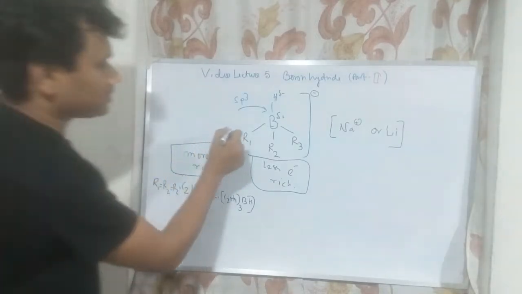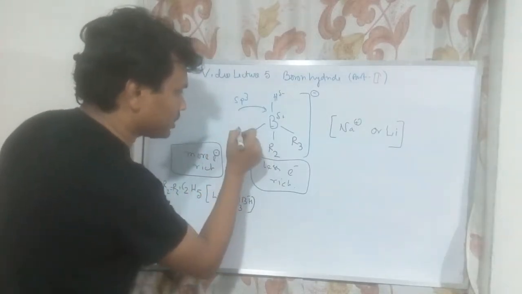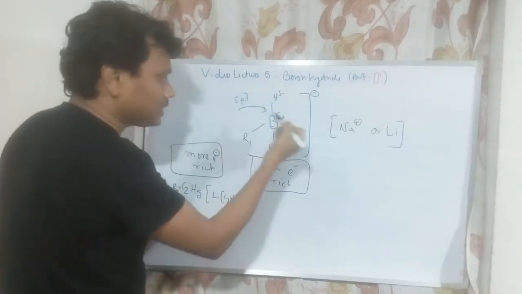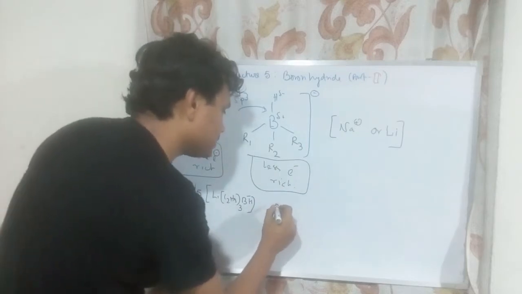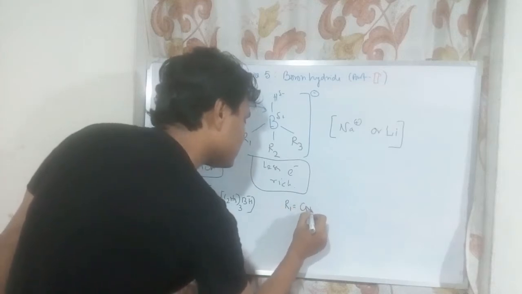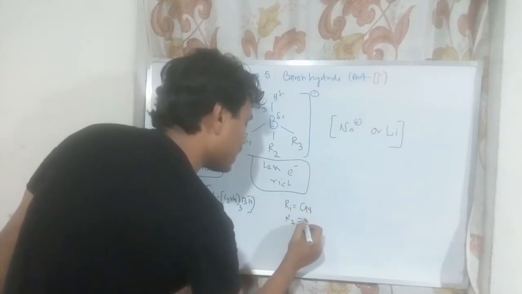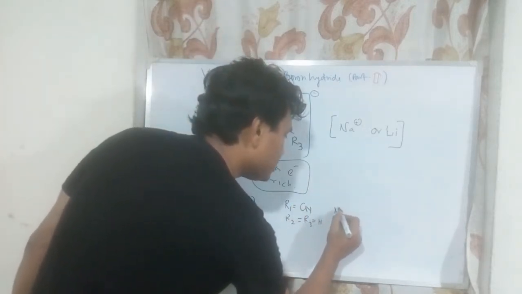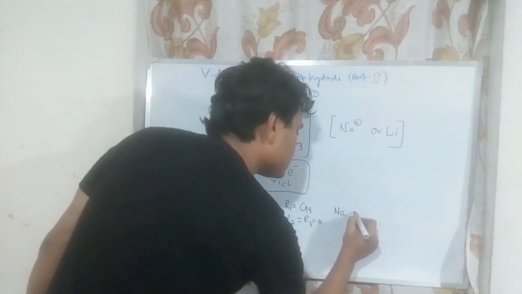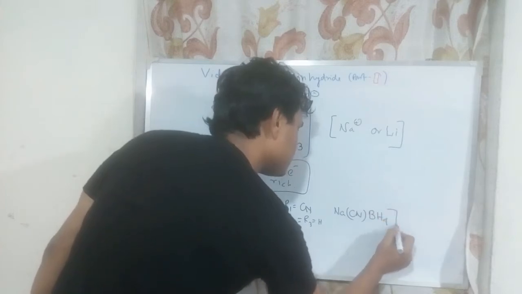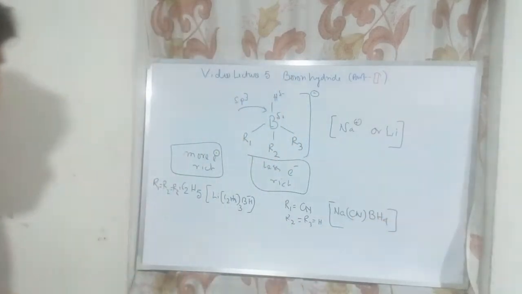Similarly, let's substitute this with the electron withdrawing group, and here we will replace one R with the electron withdrawing group. Then what will be the reagent? That is, if R1 equal to CN and both R2 and R3 equal to hydrogen, then we will have a reagent named sodium cyanoborohydride. So ultimately this substitution we got sodium cyanoborohydride.